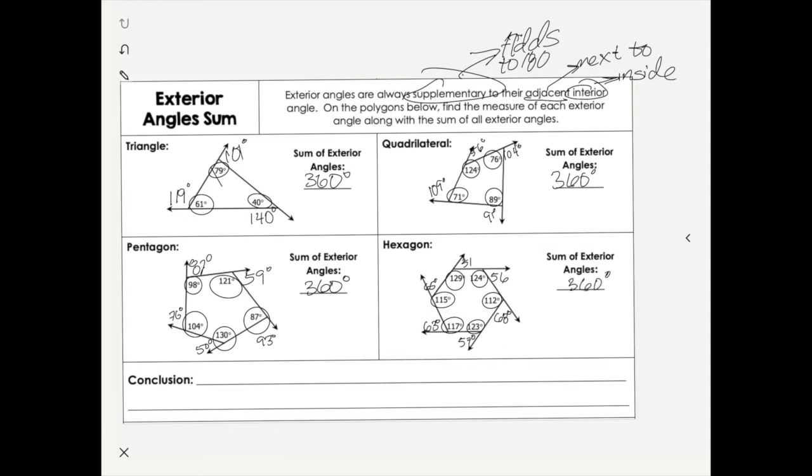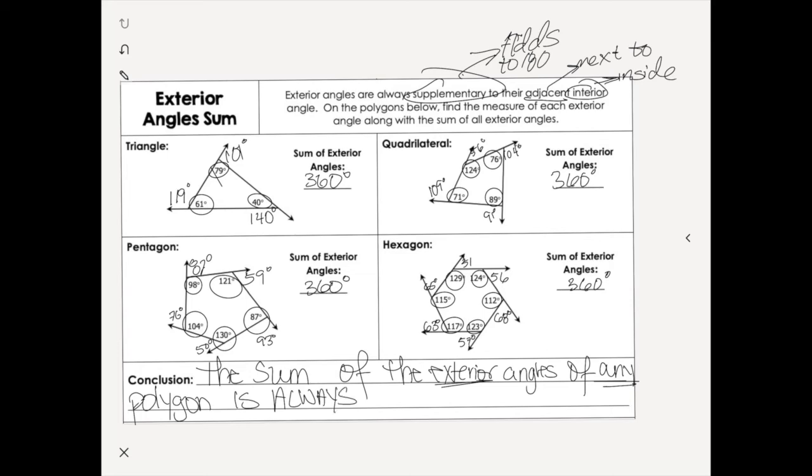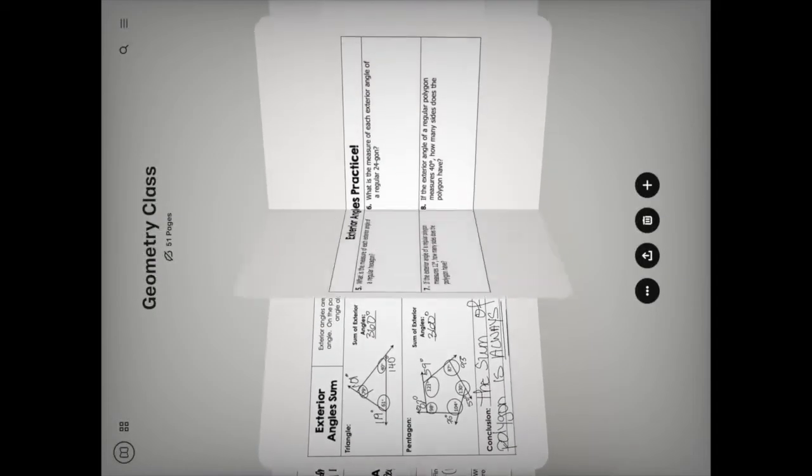So we can make the conclusion that the sum of the exterior angles of any polygon, and remember it's exterior, so the sum of the exterior angles of any polygon is always 360 degrees. No matter how many sides it has, it's always going to be 360 degrees. Now let's use this conclusion to solve some of the next problems.